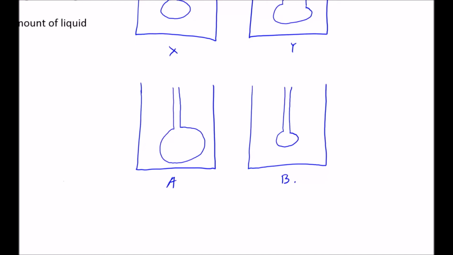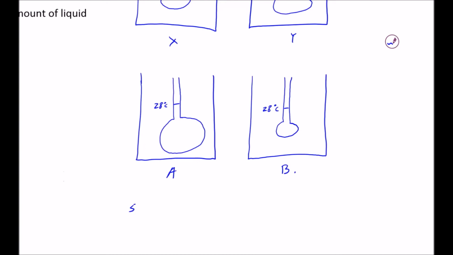So let's say we start again from room temperature. Both will register a reading of 28 degrees Celsius. Now that there's a 5 degrees Celsius increase in temperature, this increase in temperature will cause an expansion of the mercury in the thermometer. If you assume that 5 degrees Celsius increase in temperature will result in a 10% increase in volume, the volume of mercury in thermometer A is larger. This 10% increase in volume will result in a larger increase in the actual volume.